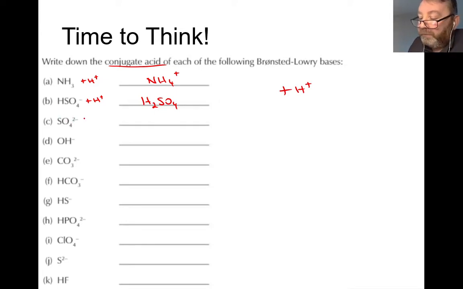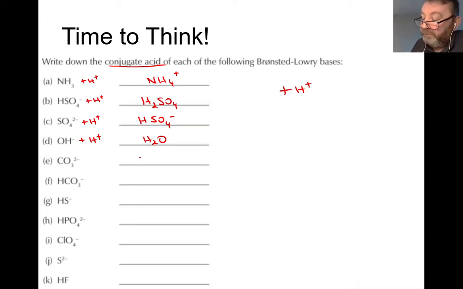A plus to a minus cancels, so therefore there's no charge left on my resulting conjugate acid. SO4 2 minus, add on a proton. What does that become? HSO4 minus, and 1 plus cancels 1 minus and leaves 1 minus behind. So the charges are extremely important. OH minus plus H plus, same thing again. Number of hydrogens up to 2. The plus cancels the minus, you end up with water.